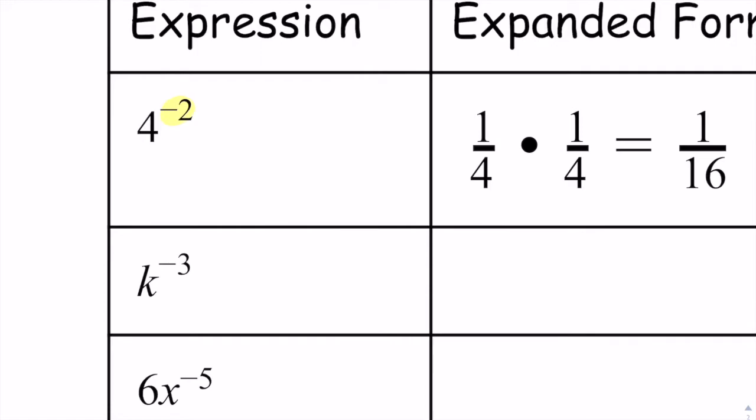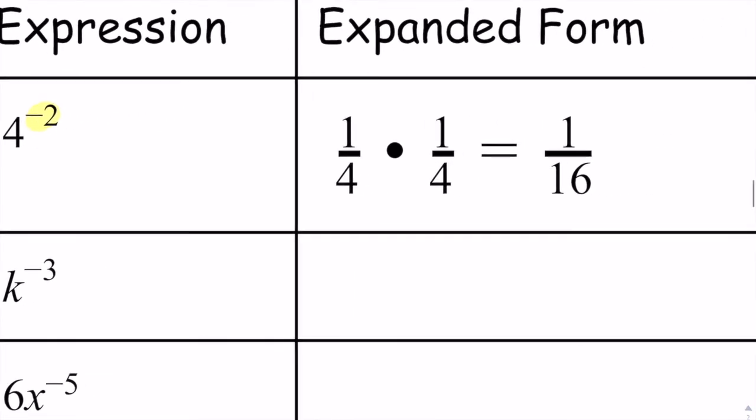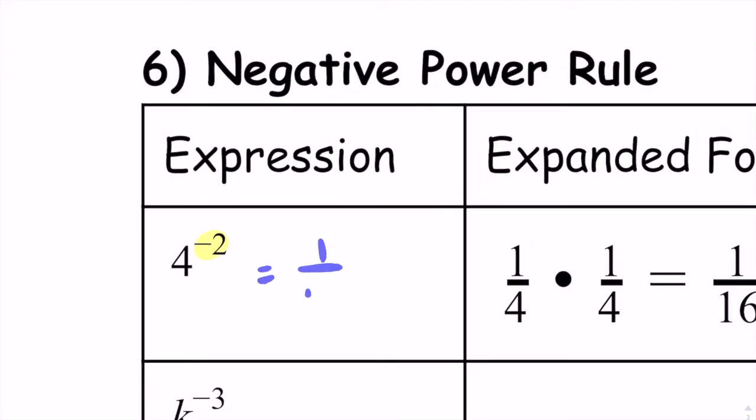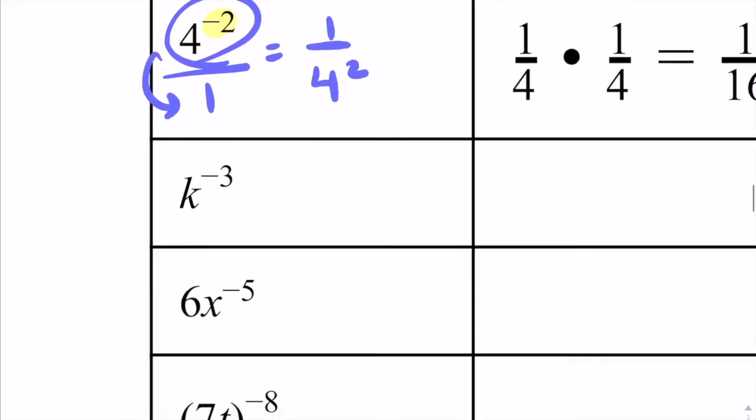How? Well, 4 to the negative 2. This is the same thing as 1 over 4 times 1 over 4, which is 1 over 16, which is 1 over 4 squared. So let's take a look. Okay, what did I do? All I did, I took this and brought it down to my denominator, and there my exponent became positive. So that's all you have to do for these negative exponents too.